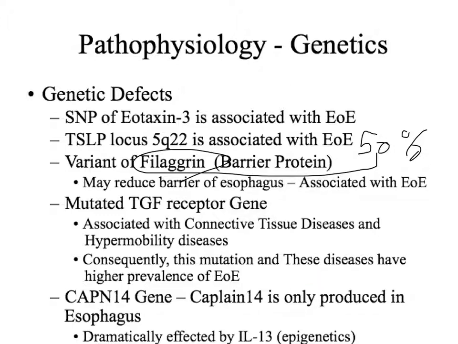Let me change to a pencil. So IL-13 affects the expression of this gene. And the point I'm getting at right now is that there's a lot of genetics in play here, and when there's genetics in play, then maybe genetics can be used to diagnose something. So let's look at diagnosis.